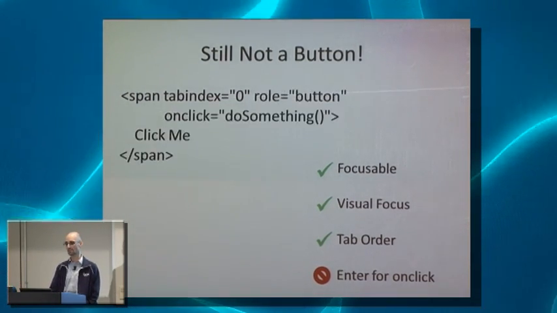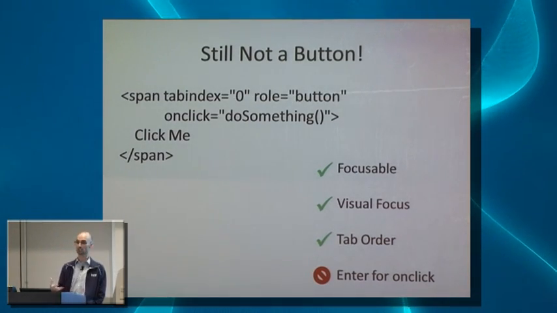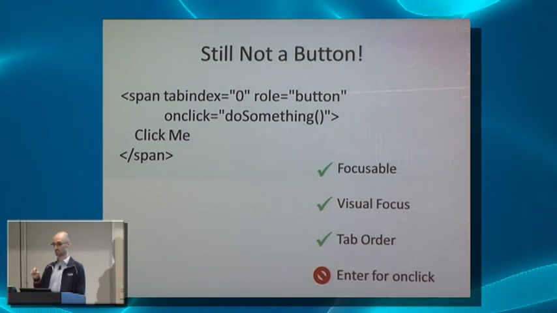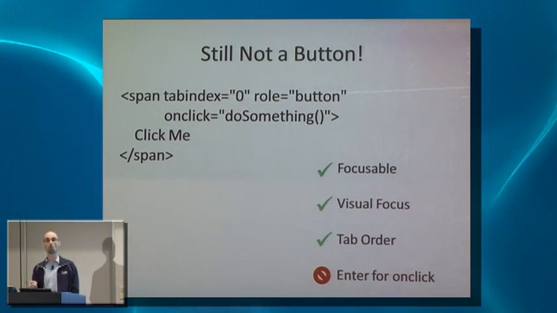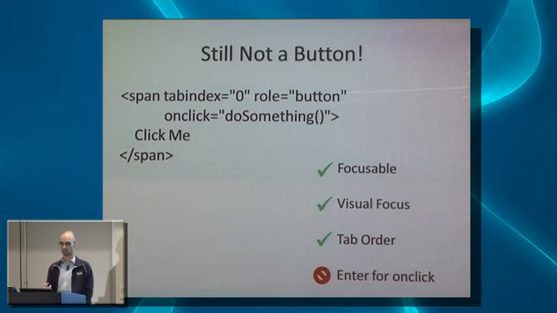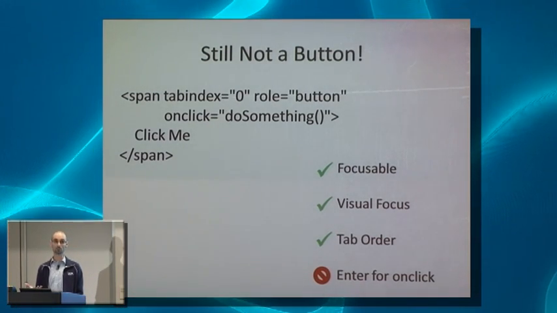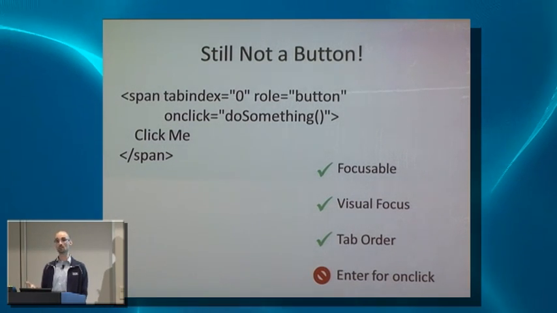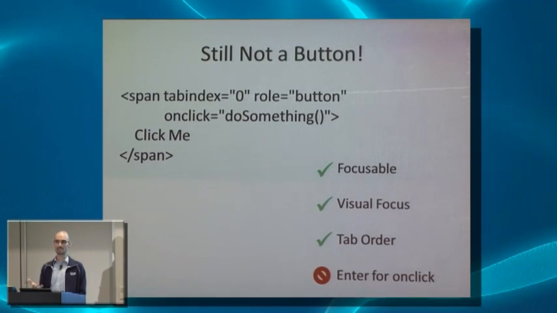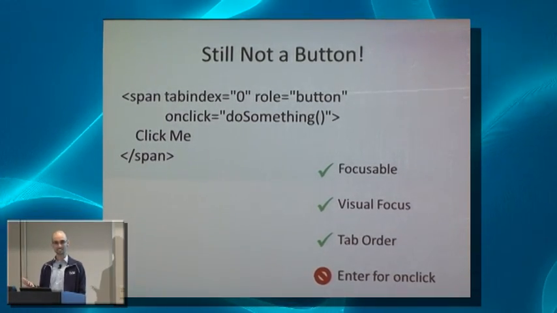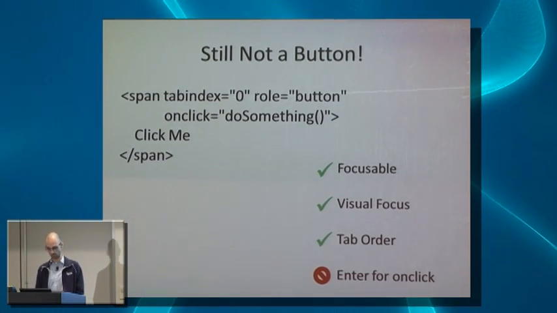And some people will go, well, if you add the ARIA role in there, so ARIA is Accessible Rich Internet Applications. It's additional roles that you can add onto HTML that tell assistive technology more information about the elements that are underneath. So in this case, I said role equals button. Now, if you're using a screen reader, it'll actually tell you this thing is a button instead of it being a span. If you're not using a screen reader, it does nothing. It's exactly the same as not having that at all. It still doesn't press enter for on-click.